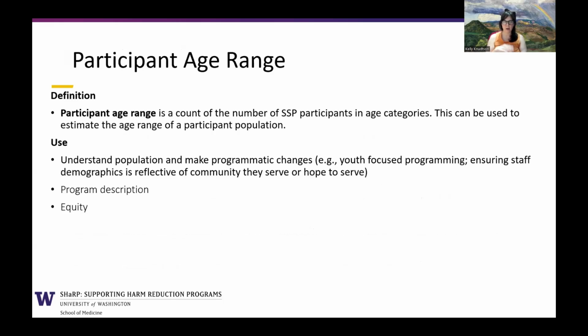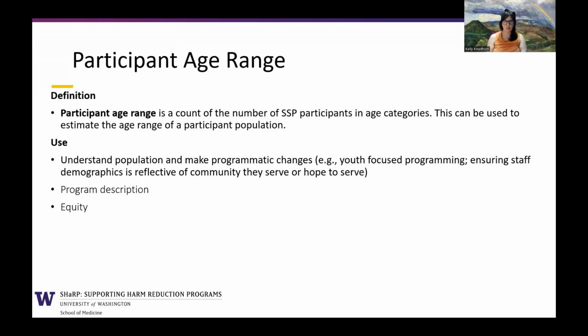And the last indicator I'm going to review today is participant age range, which is a count of the number of SSP participants categorized by age range. This can be used to estimate the age range of a population, and in order to be anonymous, you'd want to report this in aggregate, like in a table.